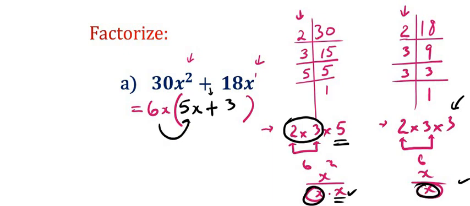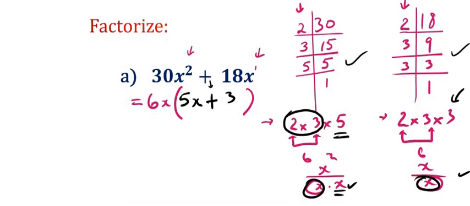So 6x times 5x multiply gives us 30x squared. 6x times 3 gives us 18x by the distributive process. So that's how we factorize. Now, going through this process is really not necessary if you can figure out the highest number that can enter 30. Knowing your times table can make this a lot easier.